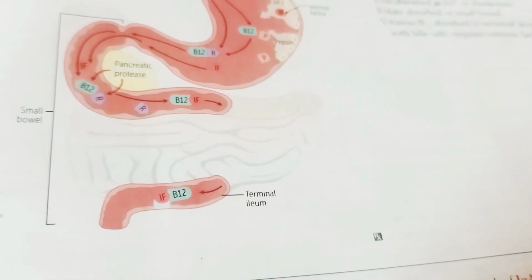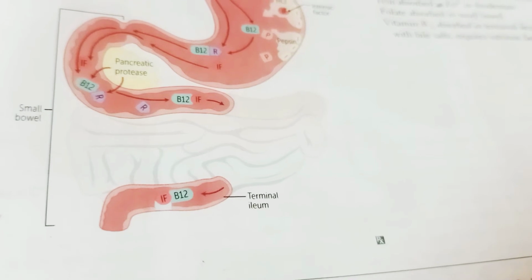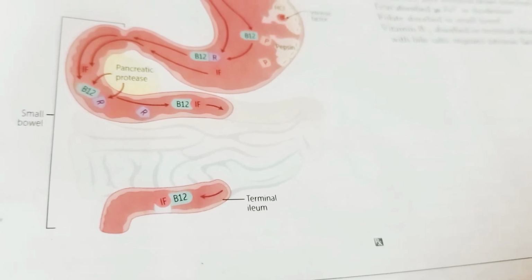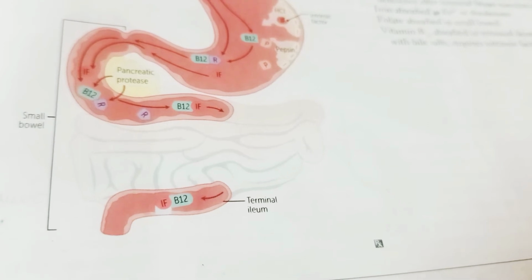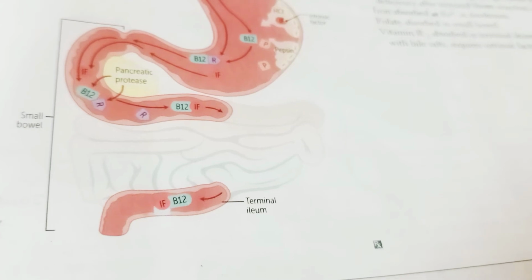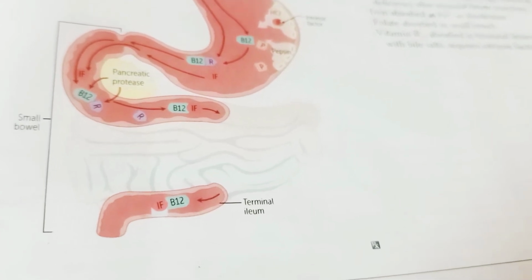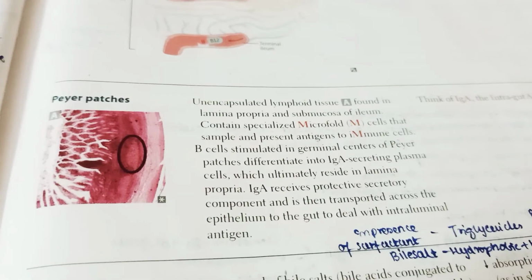So that is the reason why vitamin and mineral deficiencies may develop in patients with small bowel disease, bowel resection, or bariatric surgery, which is done for obesity patients, right? Example, vitamin B12 deficiency after terminal ileum resection, because iron, folate, vitamin B12 all are absorbed especially in the small intestine, right? Now let us move on to Peyer's patches.